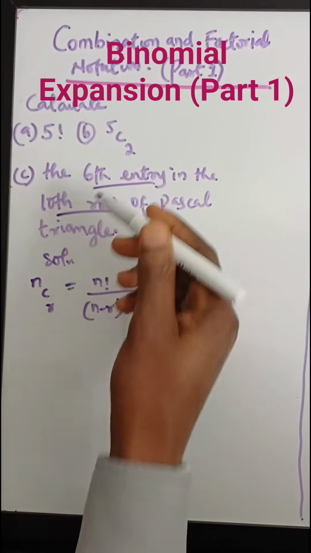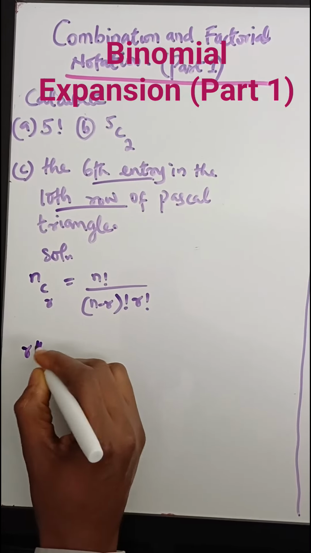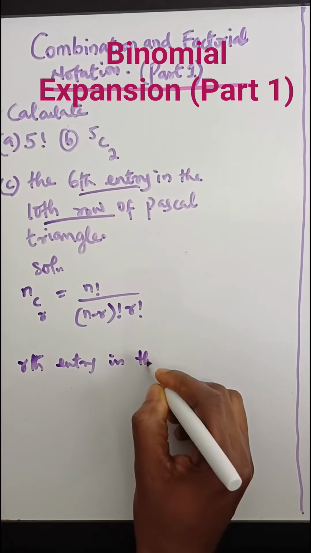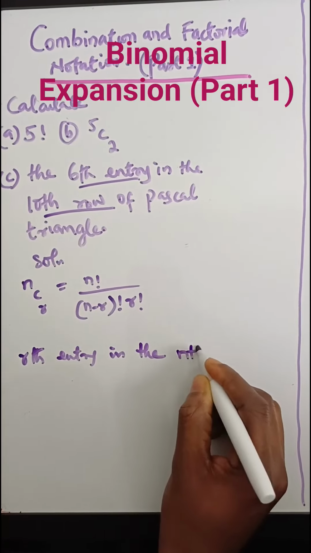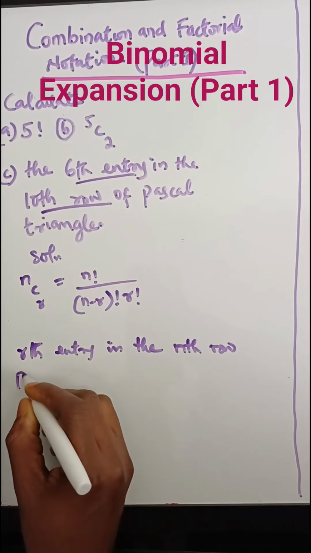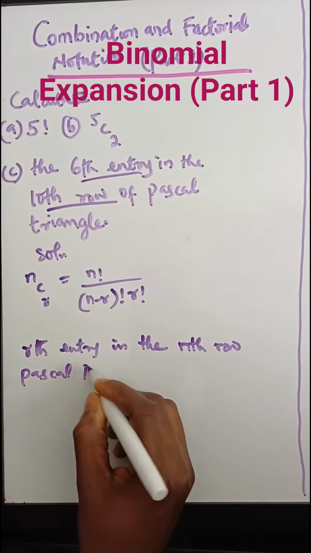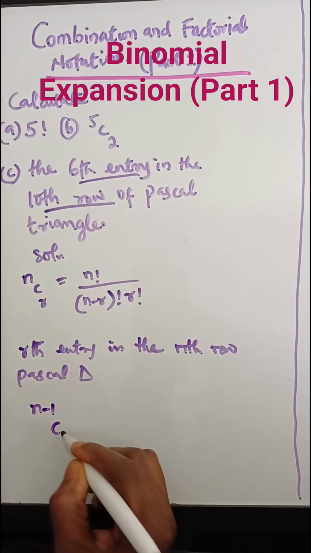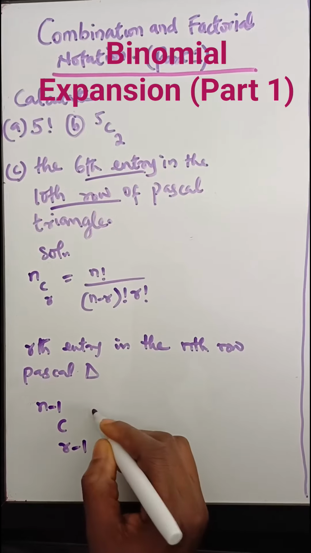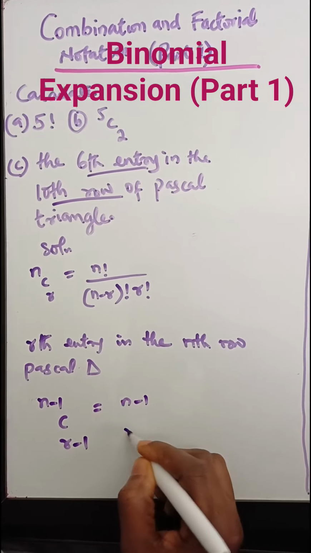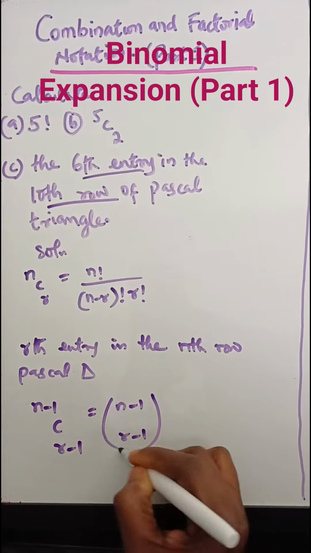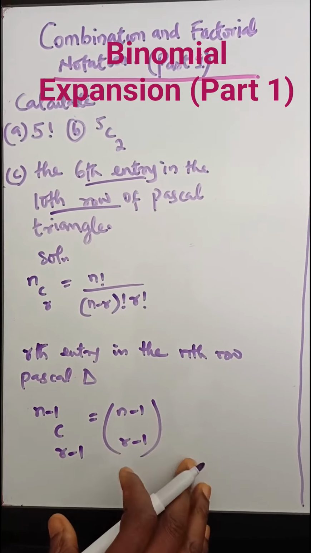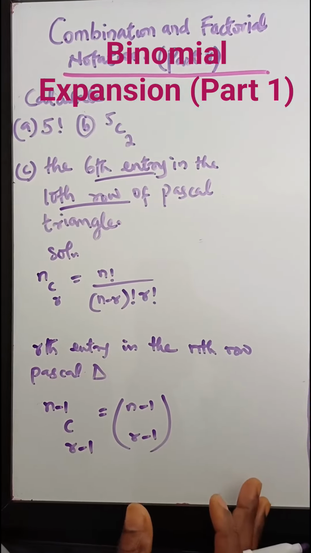So for this, when you have the r-th entry in the nth row of Pascal triangle, the formula to apply is n minus 1 combination r minus 1. So this is what we need to determine the entries of a Pascal triangle, and we're going to be applying it in this lesson.